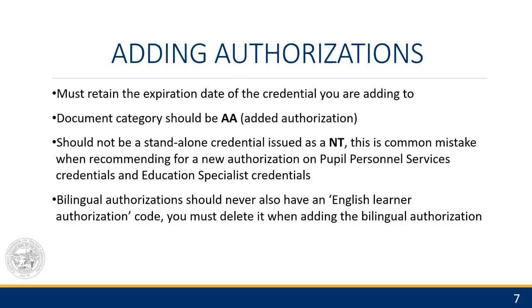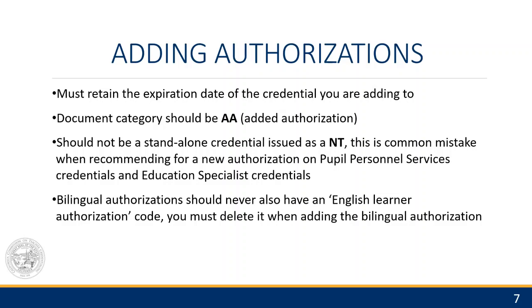This is a common mistake for the PPS credentials, the Pupil Personnel Services credentials, like counseling, social work, school psychology. Those seem to get recommended a lot as new types when an educator already holds one of those. And in fact, what you're doing is adding the authorization to a pre-existing credential. So that's a common mistake that we see. I think I bring it up on another slide coming up, so I'll touch upon that again. But if it's an added authorization, make sure you're not setting it up as a whole new standalone type.